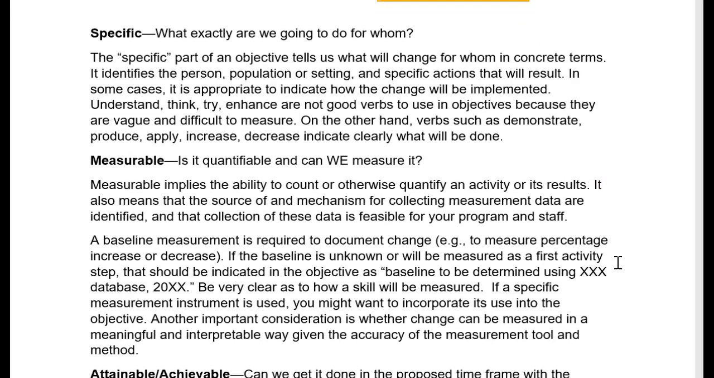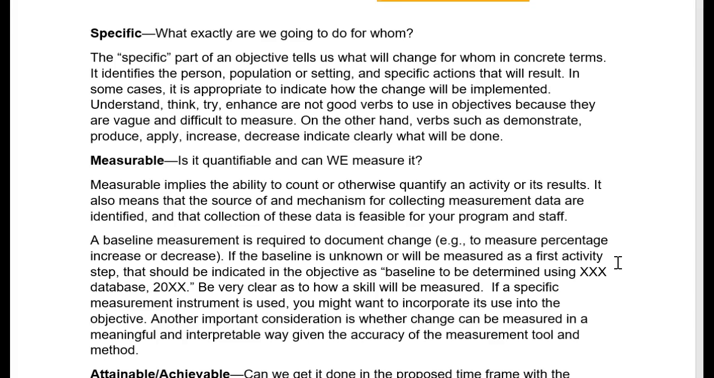The first one being specific. What exactly are we going to do for whom? The specific part of a goal tells us who we are addressing with our goals in concrete terms. Is it a particular student or is it our class? For whom is this activity being planned? And what is it we're going to actually be doing? We want to be clear and we want to try to have verbs that are very specific, not ambivalent or ones that are not really easy to measure.